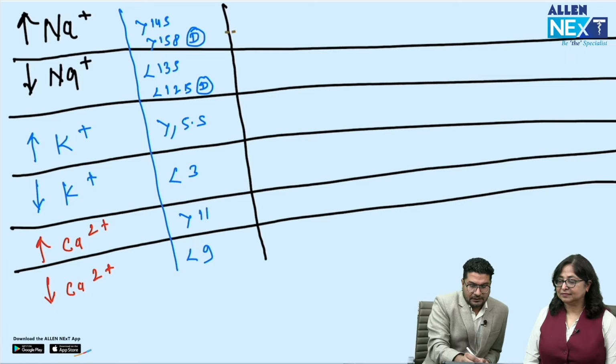So treatment for hypo is simple, and trust me, nobody will ask you. What they'll ask you is treatment of hyper. Treatment of hyper. So let me start with the treatment of, first is your hypernatremia, more sodium in the body. So what will you do? Imagine more sodium in the body, what can you do?